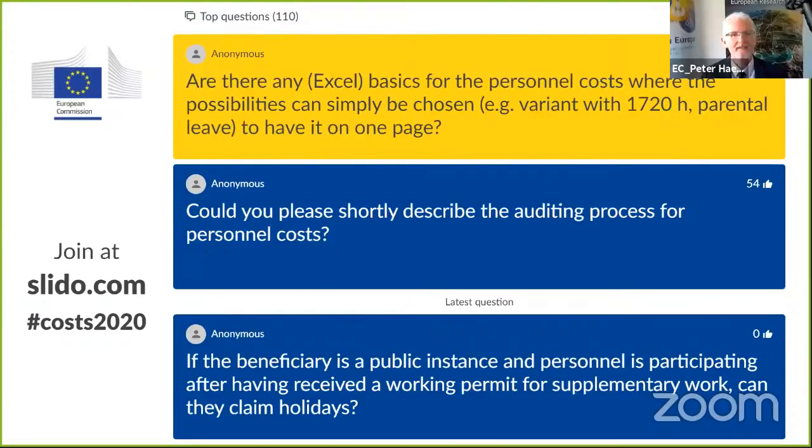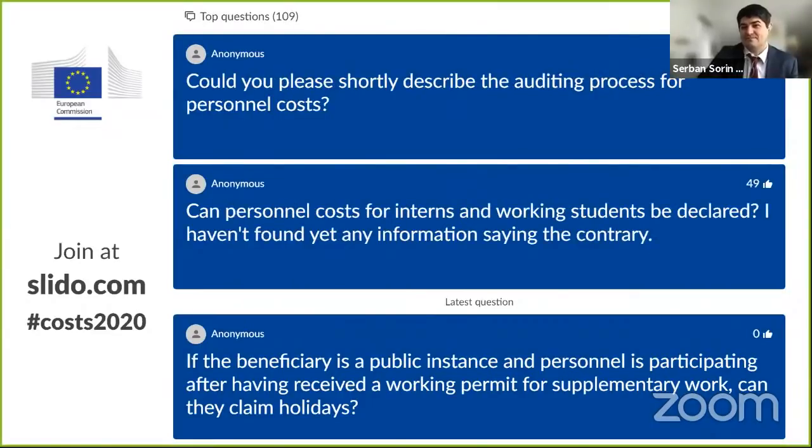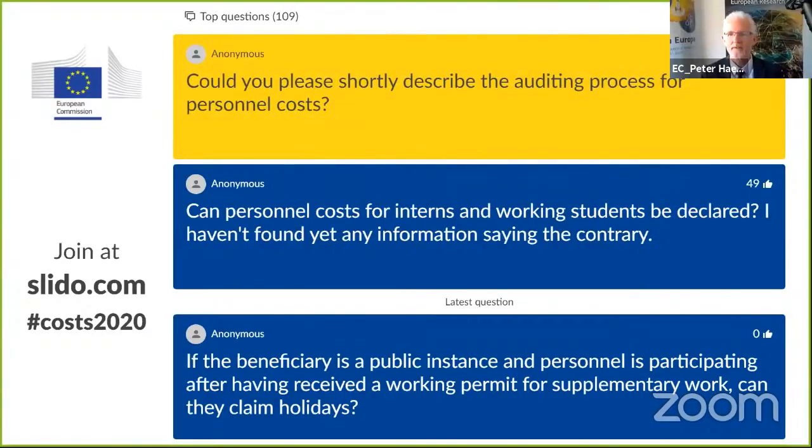Okay, nothing to add. Next one, could you please shortly describe the auditing process for personnel costs? I think that is a very pertinent question. So Sorin, tell us what you will do when you come to the premises of a beneficiary and scrutinize. What do you need? Yes, so I will start by saying that before going on the spot, we do ask some details.